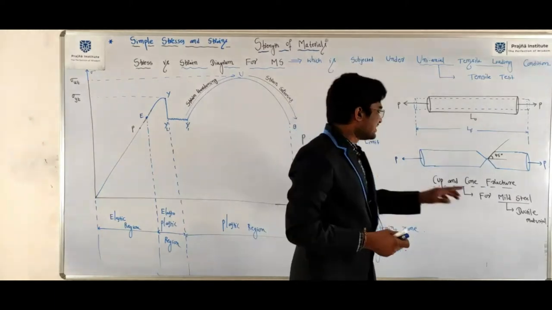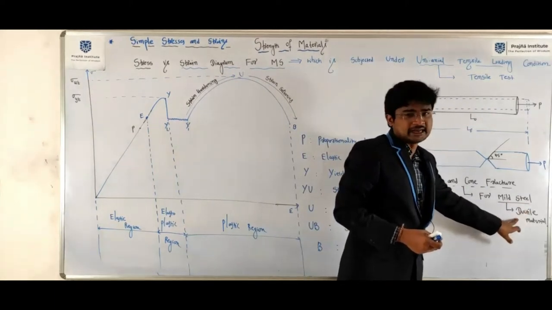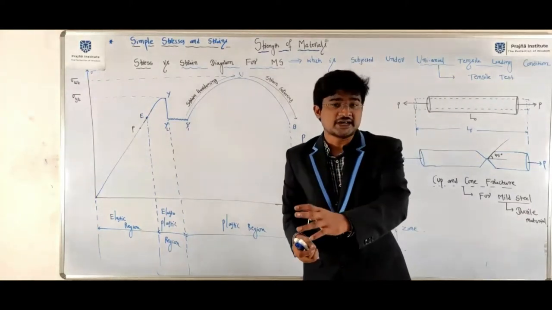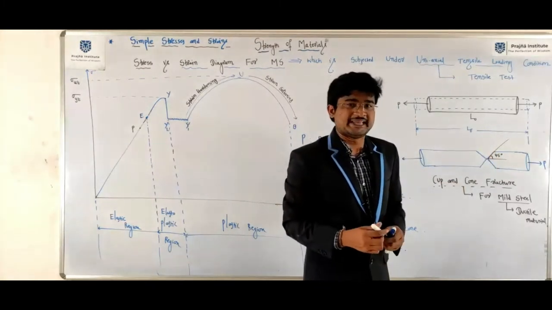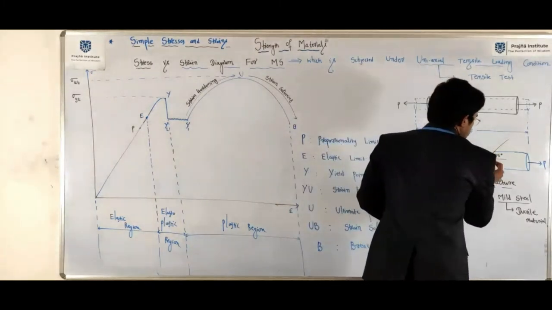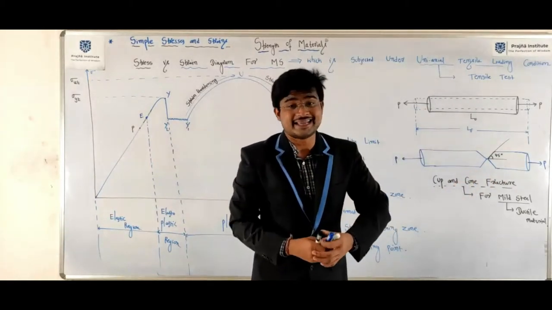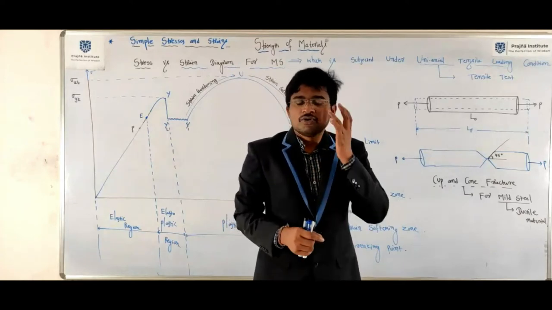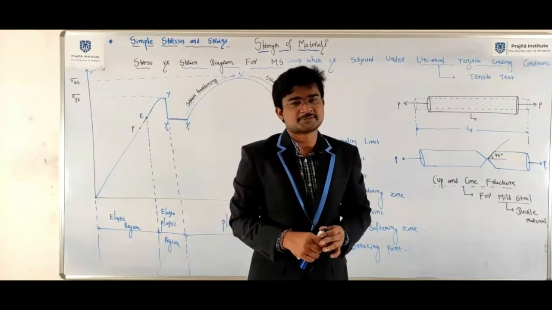Why? Because mild steel is a ductile material. Ductile materials are weak in shear. Fracture will occur along the tau max planes. So these two are tau max planes. We can discuss that part in the Mohr circle chapter. Now you don't know the definition of maximum shear stress plane.